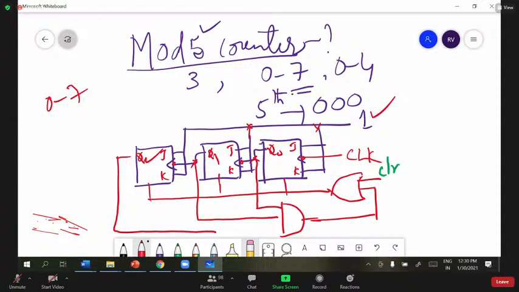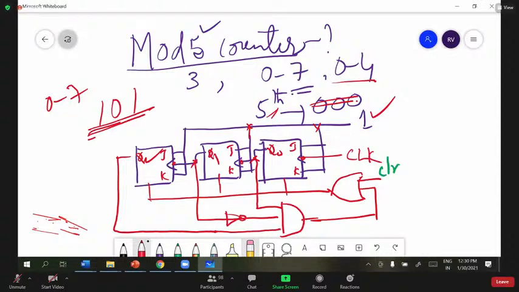If I have to reset at the 5th clock pulse, it should count from 0 to 4 only. What is the 5th clock pulse? We'll get 101. Here, I shouldn't get this 101. Instead of getting 101, I have to get 000. That means here for 0, I put 1, and directly connect here.